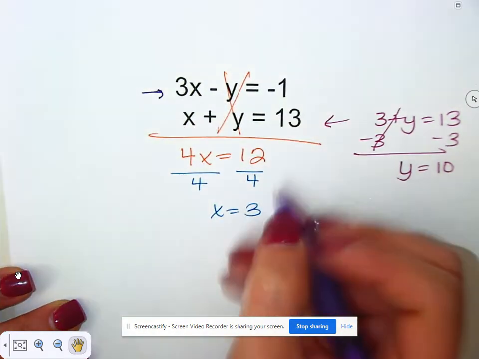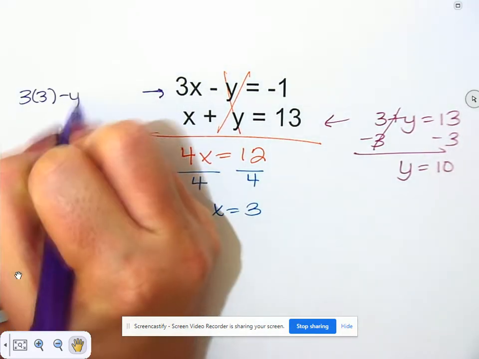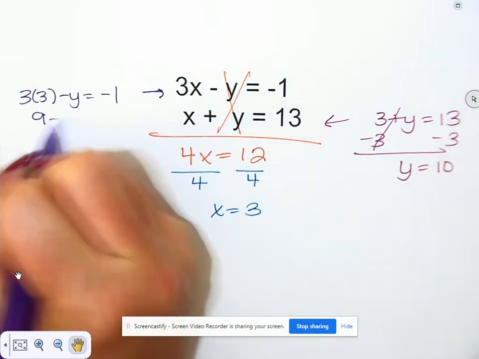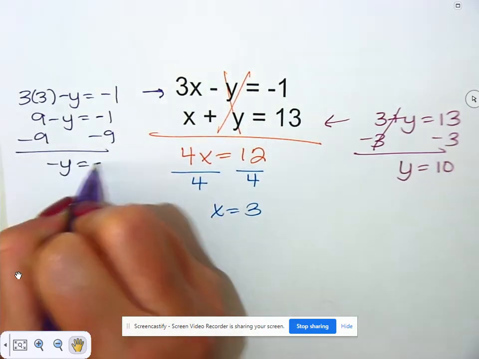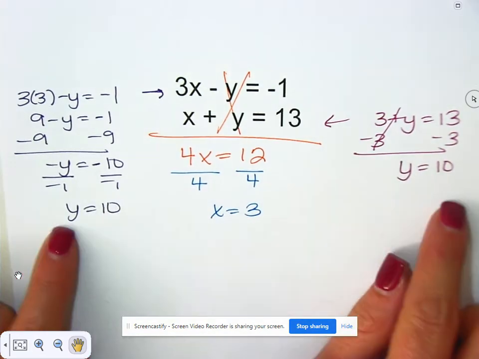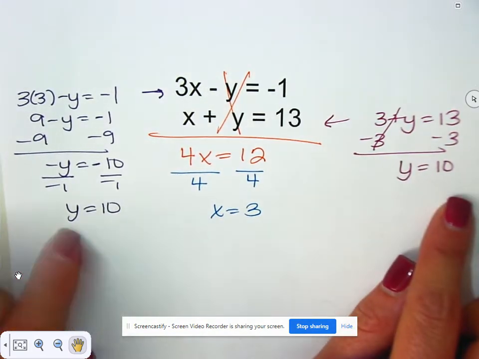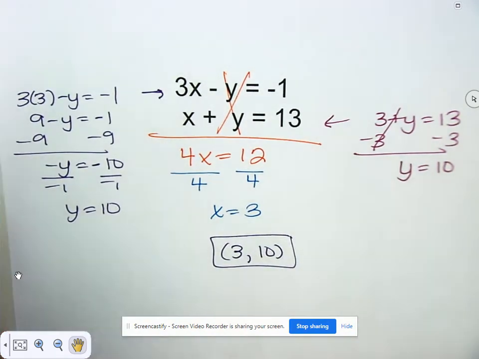Okay, so I would do 3 times 3 minus y equals negative 1, and I would still get 10. So either way, as long as you do the math correctly, you do get the same answer when you plug in. So our ordered pair here is 3, 10.